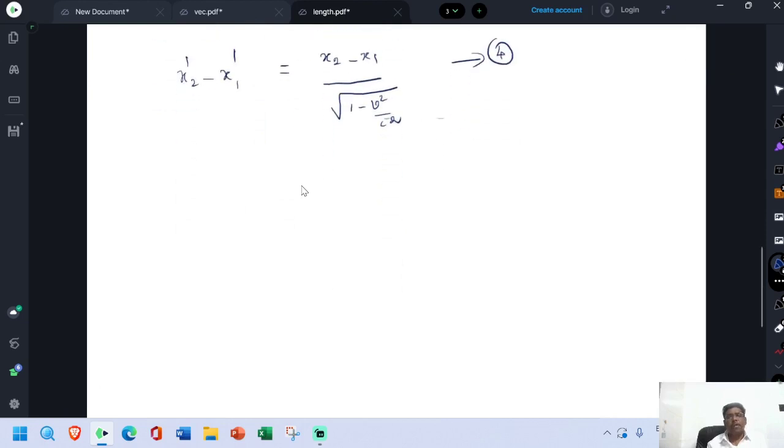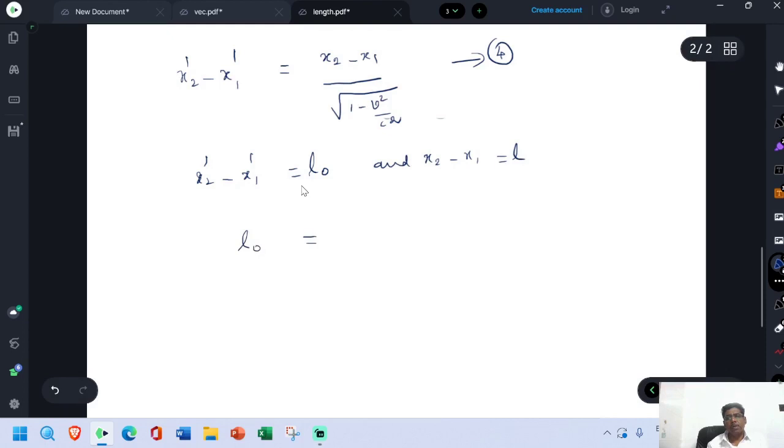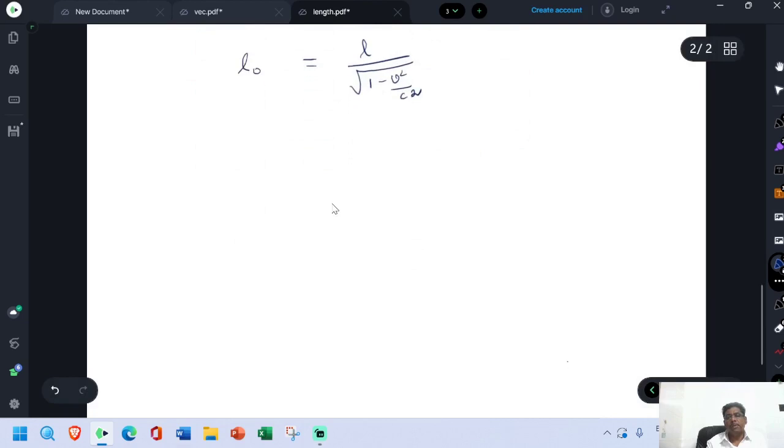Then we know that x2 dash minus x1 dash equal to L naught and x2 minus x1 is equal to L. Therefore, L naught equal to L divided by root of 1 minus V square by C square. Now we have to cross multiply. L equal to L naught into this much. L equal to L naught into root of 1 minus V square by C square.